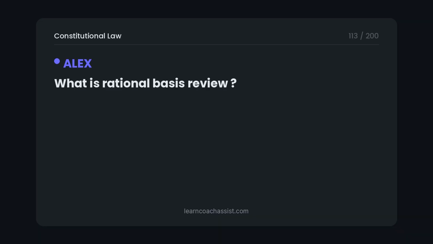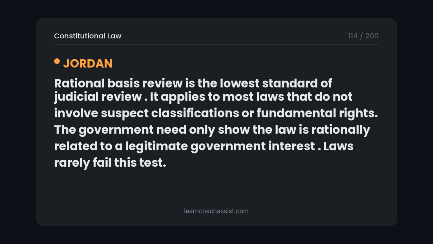What is rational basis review? Rational basis review is the lowest standard of judicial review. It applies to most laws that do not involve suspect classifications or fundamental rights. The government need only show the law is rationally related to a legitimate government interest. Laws rarely fail this test.